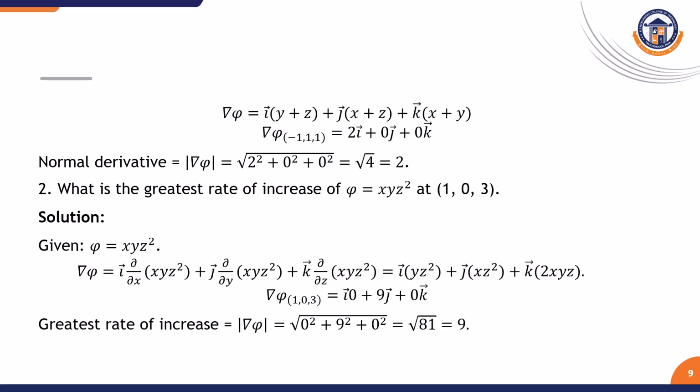Then here one particular point is given, that is 1, 0, 3. So we replace x by 1, y by 0 and z by 3. So the answer is i vector 0 plus 9j vector plus 0k vector. After that modulus del phi is equal to 9, which is called the greatest rate of increase.